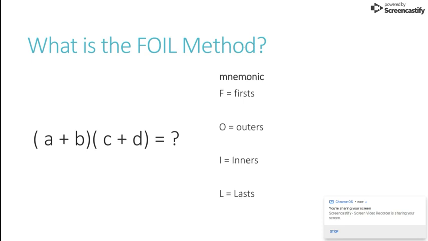O is for outers. So A and D in this case, because they're the outer terms when you have the two binomials sitting next to each other. Then I is for inners, so the inner terms when you have the two binomials sitting next to each other. So B and C. And then L is for last, so the last term of each binomial. So we got A plus B, the last term there is B. The last term of the second binomial is D. So B and D. And this helps keep track of what I just said.